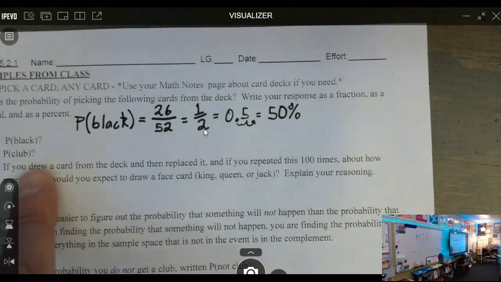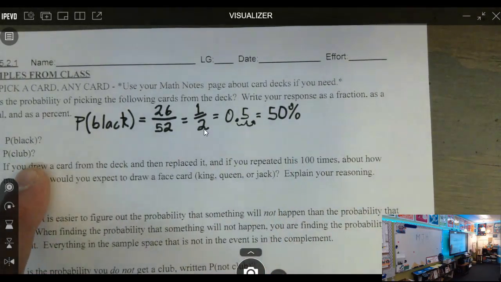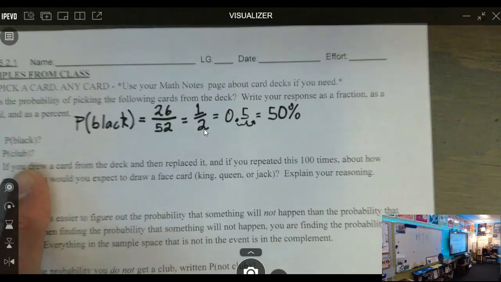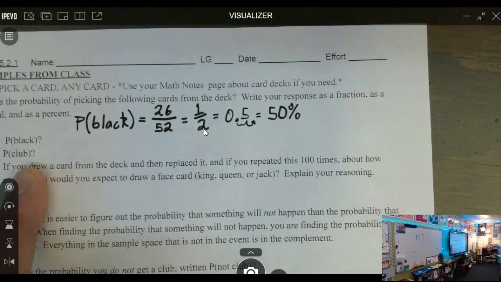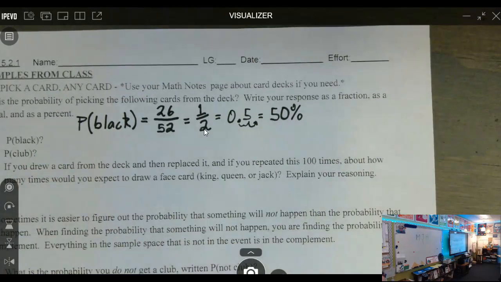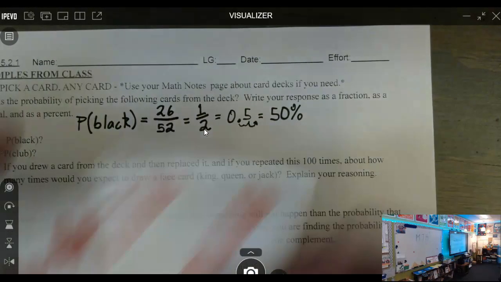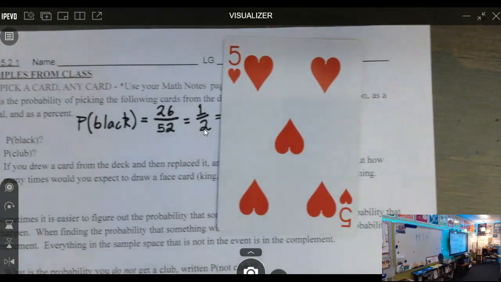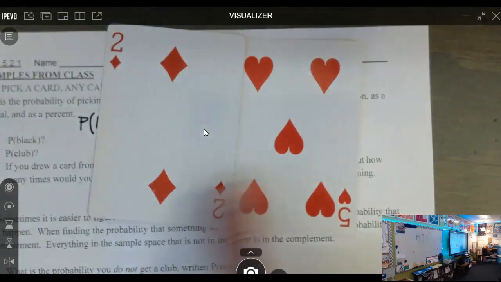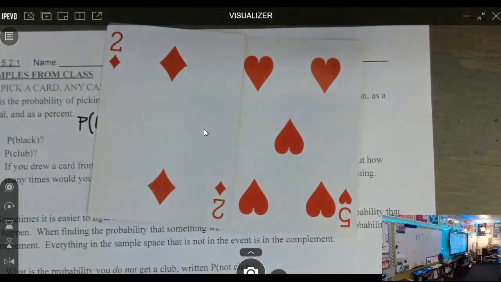So if you didn't figure out clubs yet with your partner, take another 1 minute. Clubs is not the same. Wait, what is a club? Thank you, Gabe. Gabe said, wait, what is a club? If we look at the deck, there are hearts. There are diamonds. Those are easier to identify.